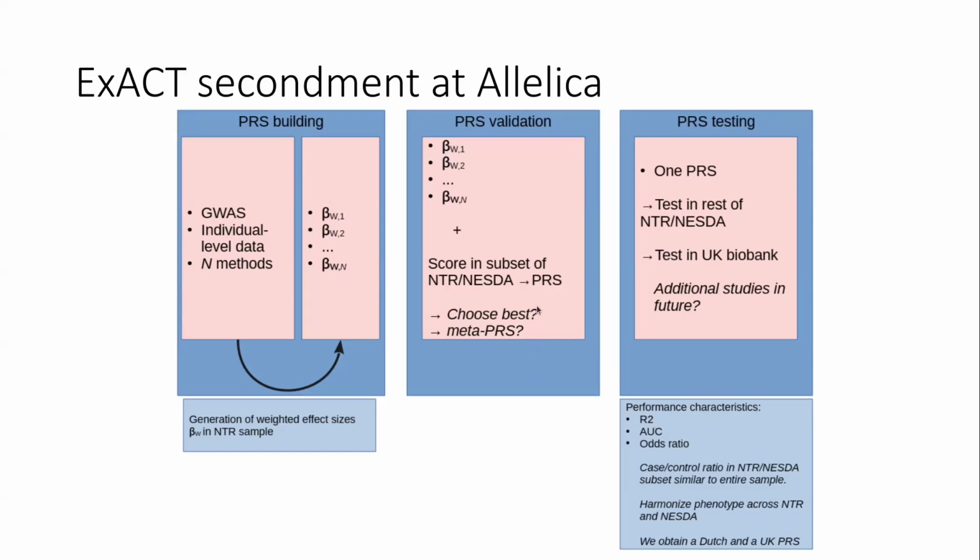Then the idea was to choose the best PRS method, or maybe do a meta-analysis of several methods, and then have a test sample in NTR and another study that we closely participate with, NESDA, the Netherlands Study for Depression and Anxiety. And we also tested, or are aiming to test, in UK Biobank. In the end, we obtained a Dutch and a UK PRS, and yeah, we can actually also include differences between these two countries with respect to the PRSs.